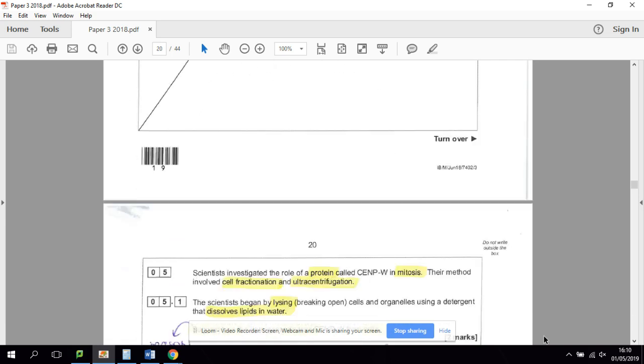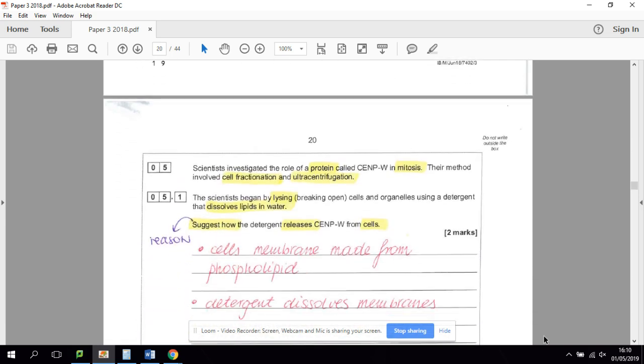Right, going to question 5. So scientists investigated the role of protein in mitosis. They involved cell fractionation and ultracentrifugation, and the scientists began by lysing. They told you what lysing is: breaking open cells and organelles using a detergent, which dissolves lipids in water. It releases the organelles. So in other words, nothing else than your year 1 content.